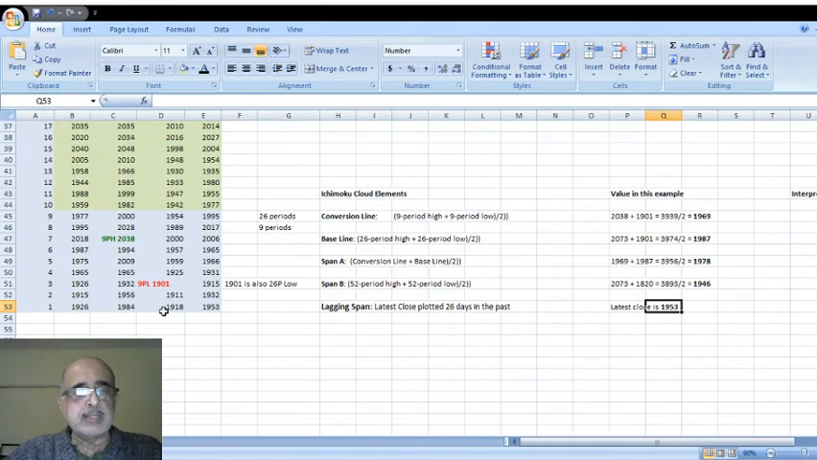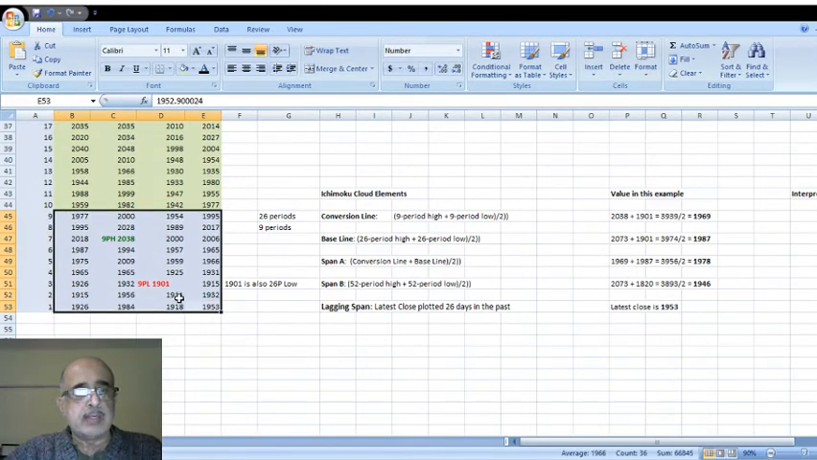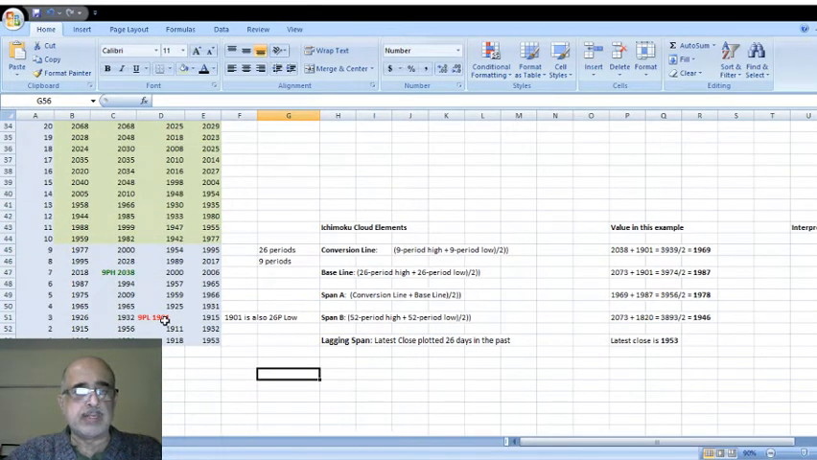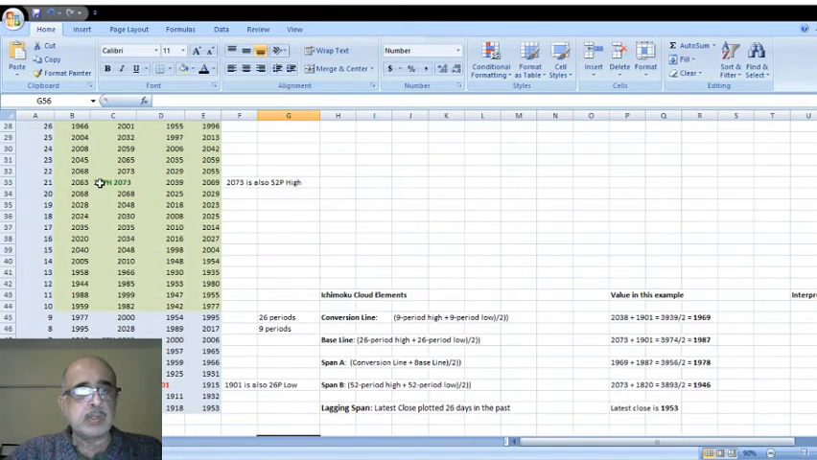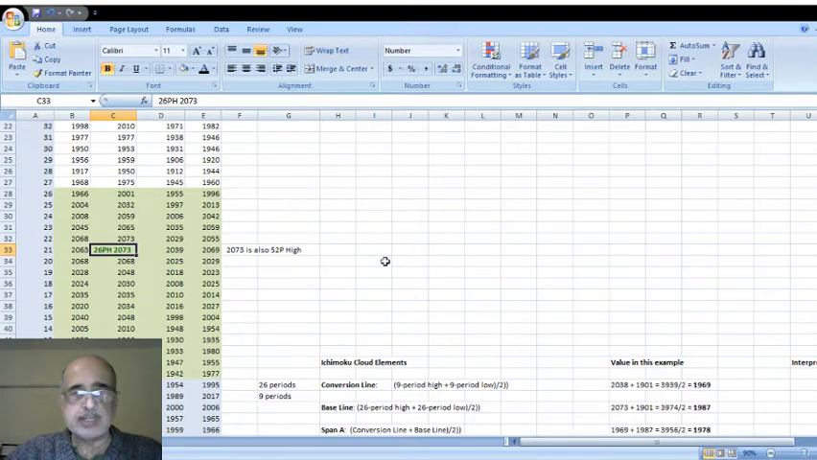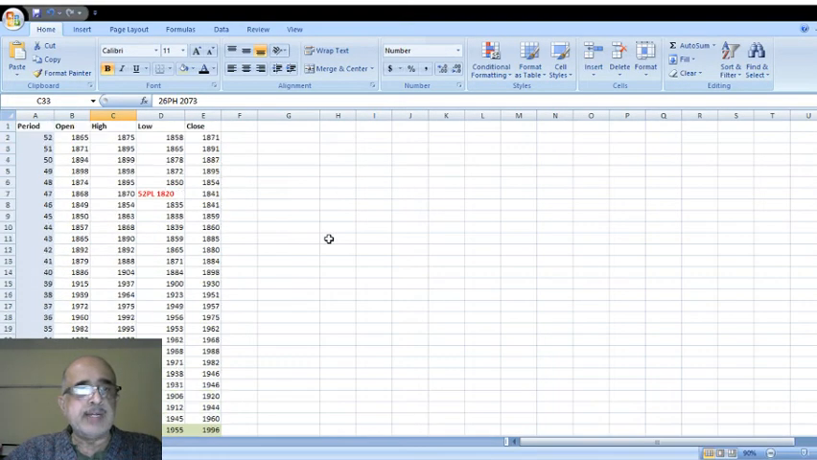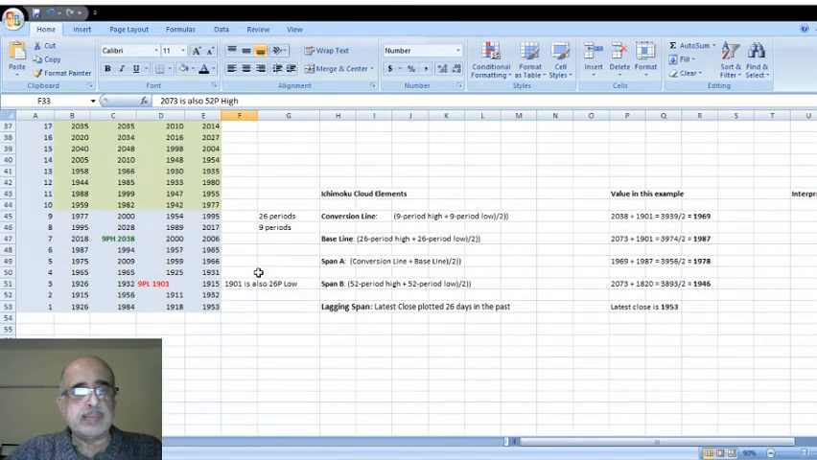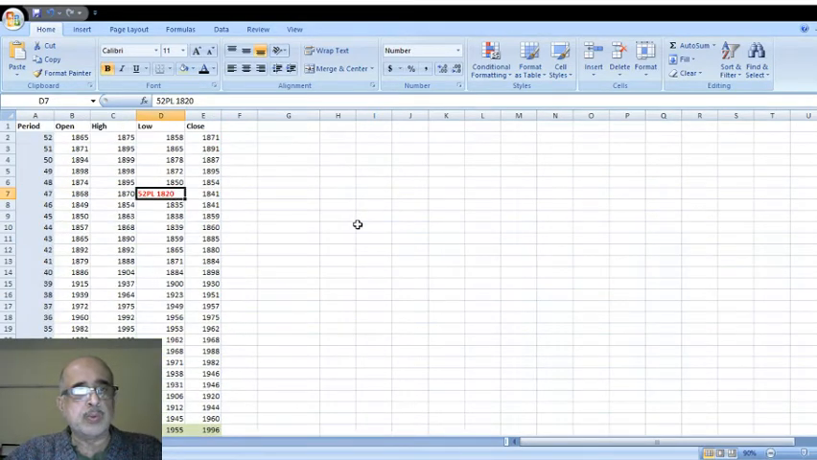So let's see this 9 period first. The low is 1901, the high is 2038. I'll be sharing this Excel sheet with you. In the 26 period data, 1901 is the low, and 2073 is the high. And in the 52 period data, 2073 is the high and 1820 is the low, right?